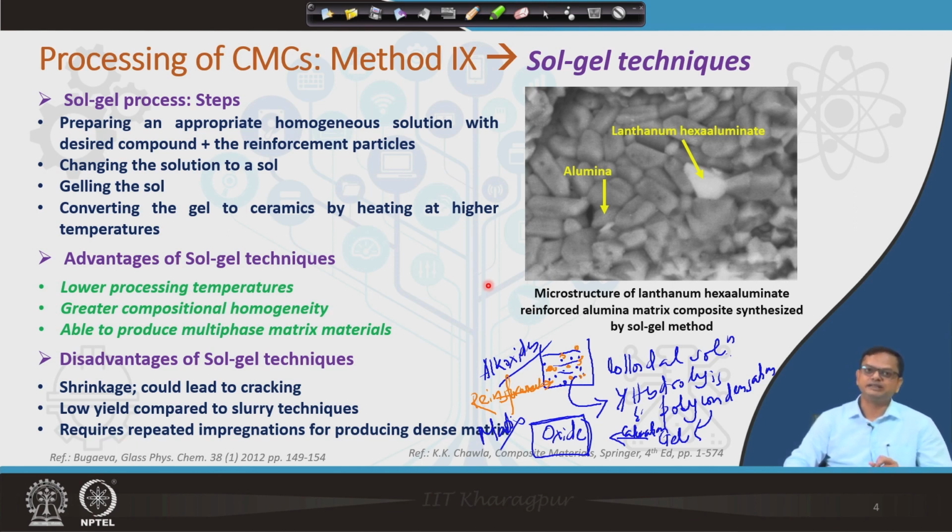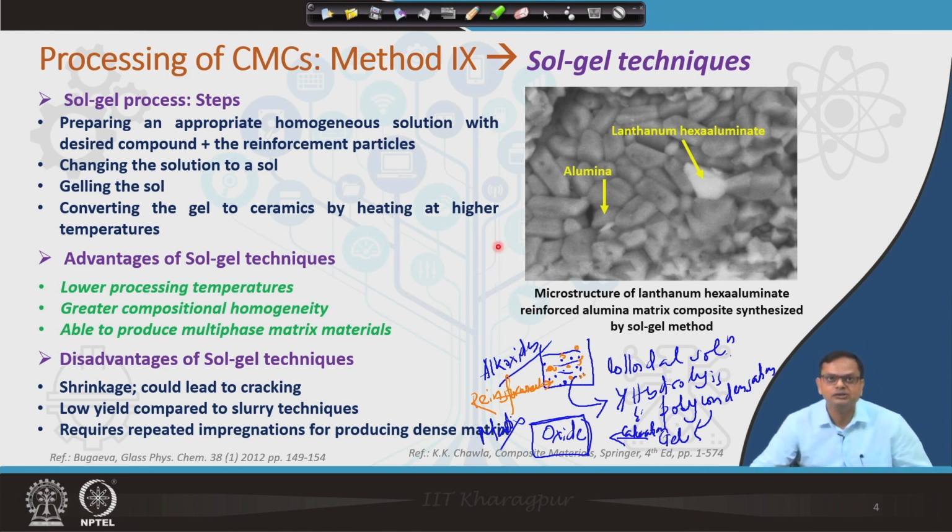It requires repeated impregnation for producing dense material. That means once the oxide matrix is made, you again try to fill it with sol and go through the same process. So the process does not give good densification in one go. Let us now move on.